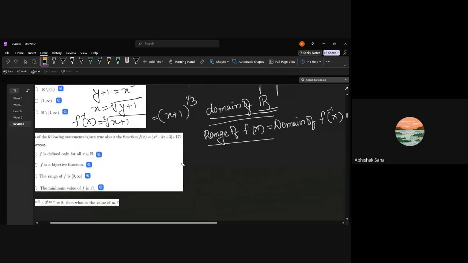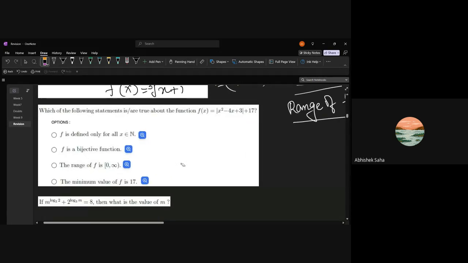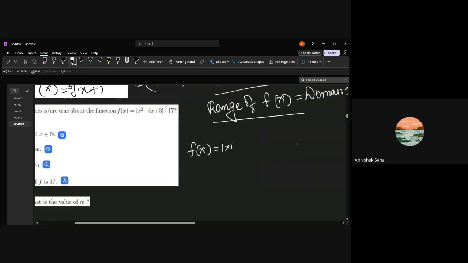Okay, so let's move ahead to the next problem. This is the problem. Which of the following statements is true about this function? First of all, we need to know about the modulus function. So let's learn about the modulus function, f(x) equal to mod x. What are the properties of the modulus function? Have you seen the graph of the modulus function? There are two concepts of the modulus function. It will give only positive values, right? This modulus function will only return positive values.